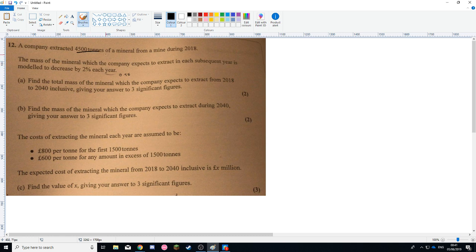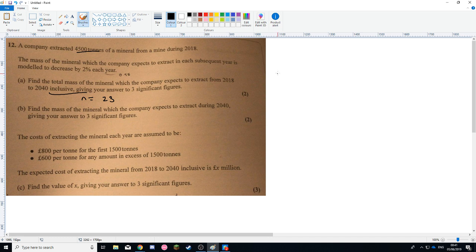A company extracts 4,500 tons of a mineral from a mine in one year, during 2018. The mass of the mineral which the company expects to extract in each subsequent year is modeled to decrease by 2%. Find the mass of the mineral which the company expects to extract from 2018 to 2040, inclusive. Straight away, 2040 minus 2017 is the number of years, so that is 23. Yeah, that's the total number of years.